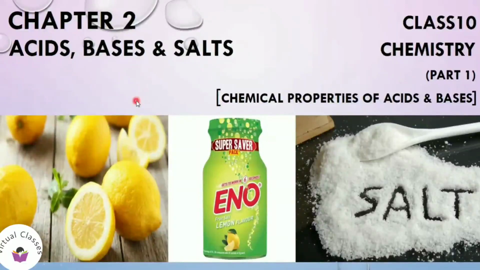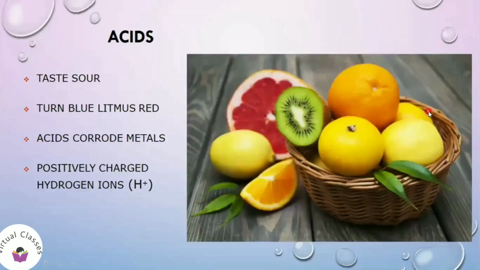Hello everyone, this is the video explaining chapter 2 of science class 10, that is acids, bases and salts. This is the first part of the chapter and here we'll get to know about the chemical properties of acids and bases. Now, what are acids? Some properties explaining acids are listed below.